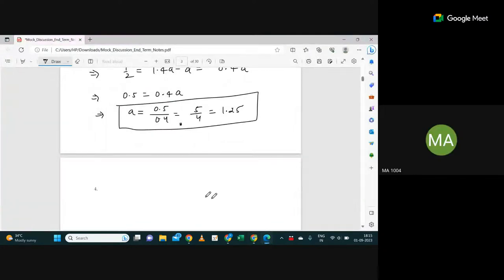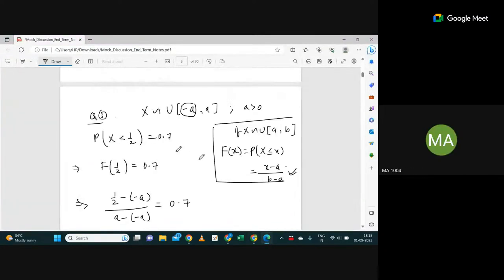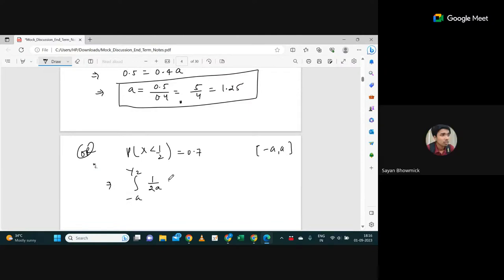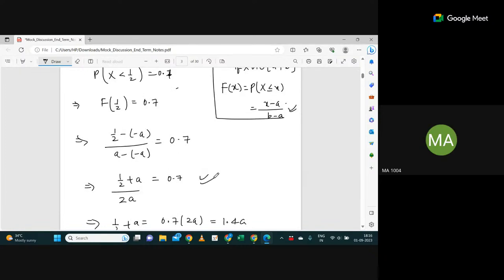Yes, sir. Another approach is, it's simple, we know it's a uniform distribution. Then we have probability x less than half equal to 0.7, right? So we can just integrate the same thing, since x is from minus a to a. We have to integrate minus a to half. And what will be the PDF? It will be 1/2a, so the integral of 1/2a dx equals 0.7, right? You will get the same thing from here.